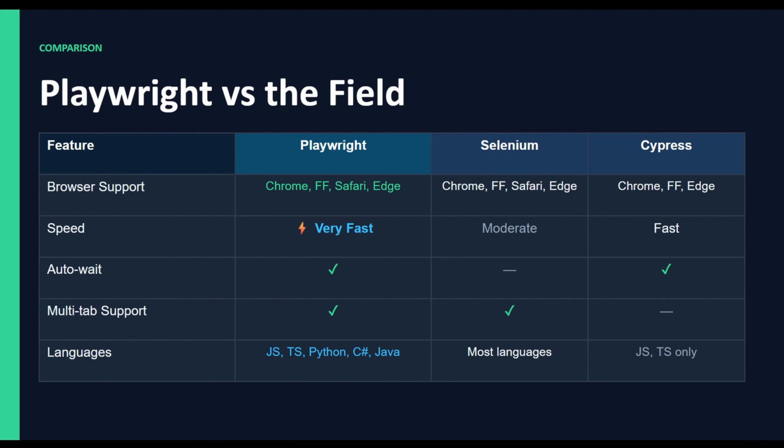The third option that you probably heard of is Cypress. It supports Chrome, Firefox, and Edge. It's still fast. It does auto waits, but it does not support multi-tabs. So you cannot test in one tab and then open another tab and continue your test. You cannot test in one window and open another window and continue your test. You can only do one at a time. Language support is JS and TS only.